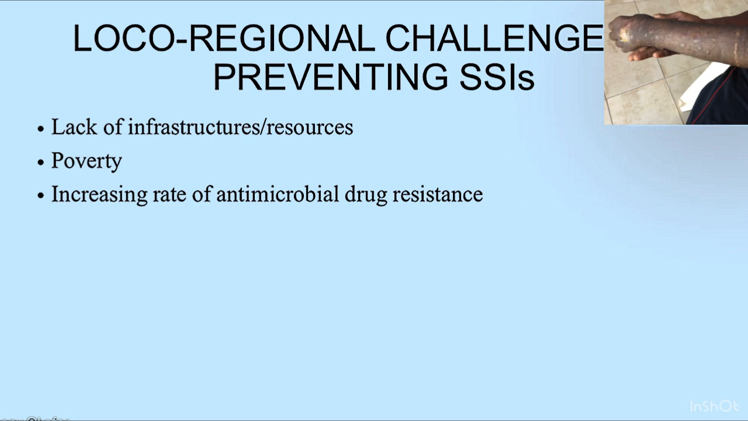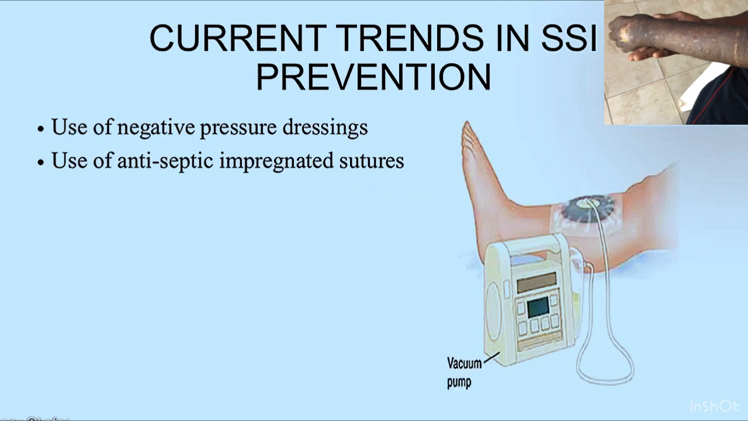So in cases where there is now an infection, there might be some form of resistance to the antibiotics that are commonly used. For current trends in surgical site infection, the use of negative pressure dressing therapy has been reported to be associated with faster wound granulation, reepithelialization, reduction of bacterial load and increased tissue oxidation. They will also have the use of antiseptic impregnated sutures. This would also help in preventing surgical site infection.